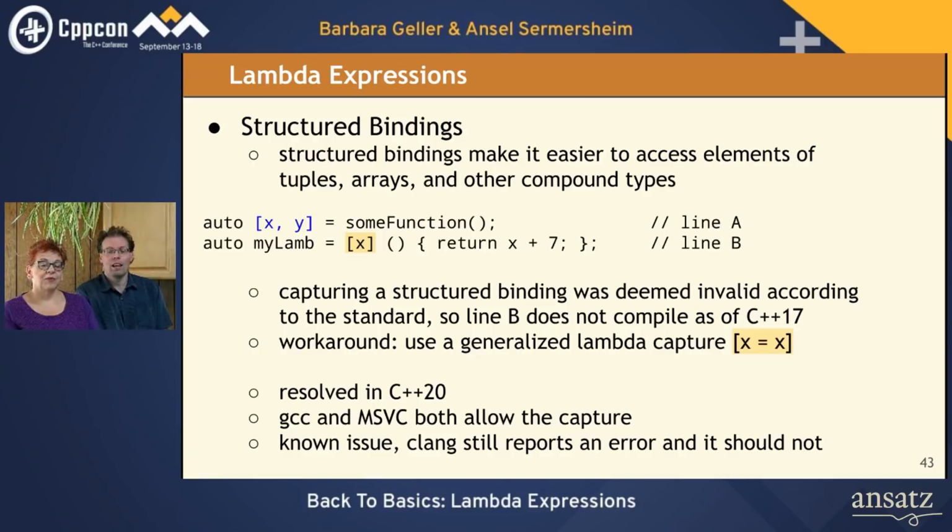So this will work in 17 or 20, no matter which compiler you use and how they're interpreting the standard. So there's your silly workaround. Just use a generalized capture of x equals x, and you don't have to worry which compiler you're using.